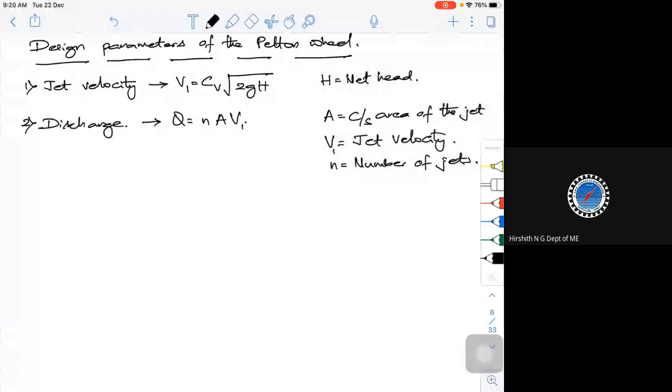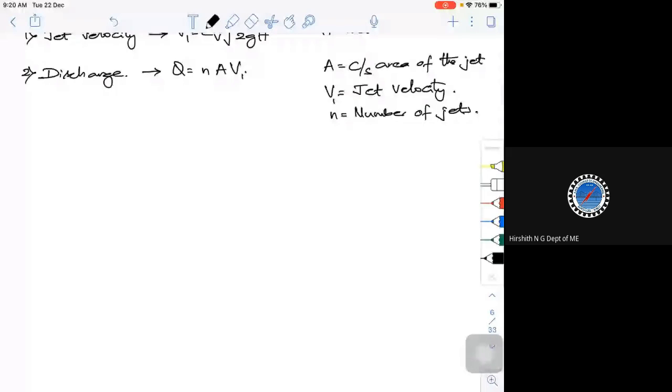Now the third thing we have to look at is your blade speed, or peripheral speed, or vane speed, which is given by U is equal to pi into D into N divided by 60. What is this D? Here N is the speed. D is nothing but the mean diameter.